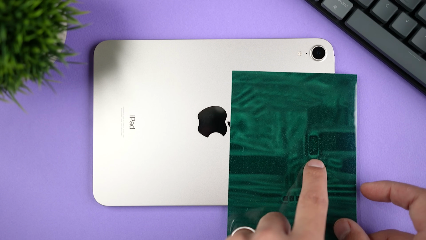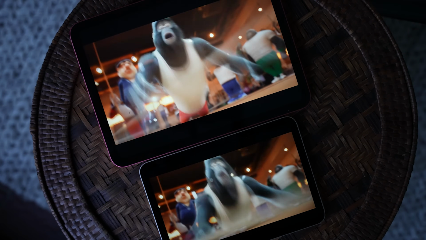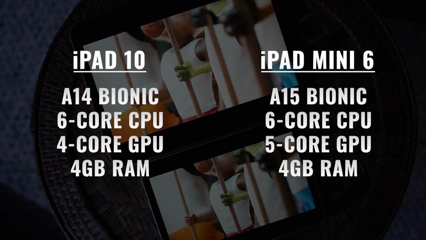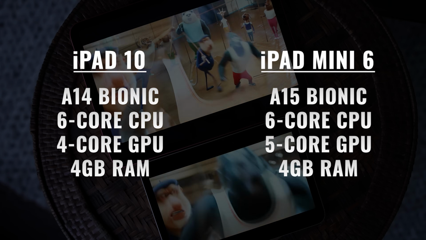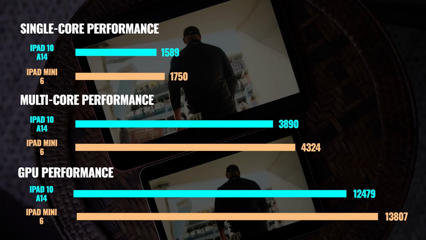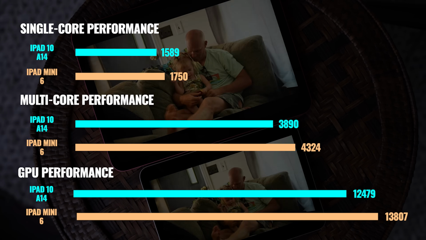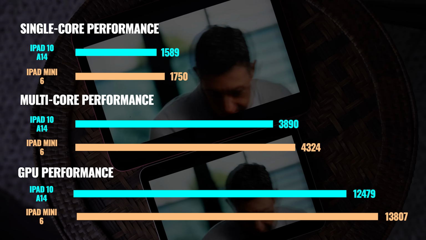But the iPad 10 gets louder, it sounds warmer, and it definitely has a less tinny sound than the iPad Mini 6. As far as processing power, the iPad 10 comes with the A14 Bionic, and the iPad Mini 6 comes with the more powerful A15 Bionic, and both iPads have 4 GB of RAM. If we're only looking at raw processing power, the iPad Mini 6 has better single and multi-core performance, and it also has a more powerful 5-core GPU, which outperforms the 4-core GPU on the iPad 10.